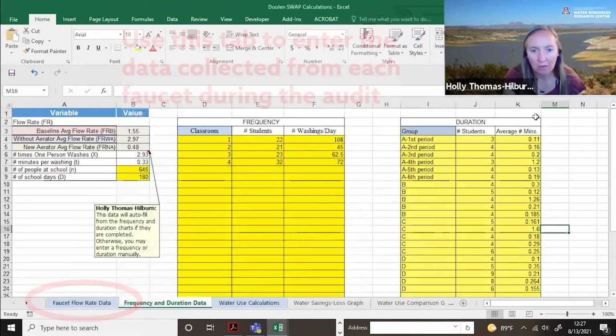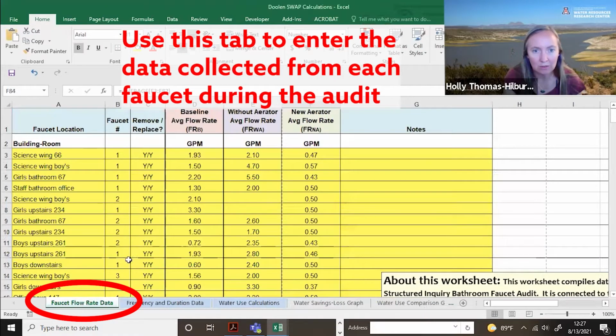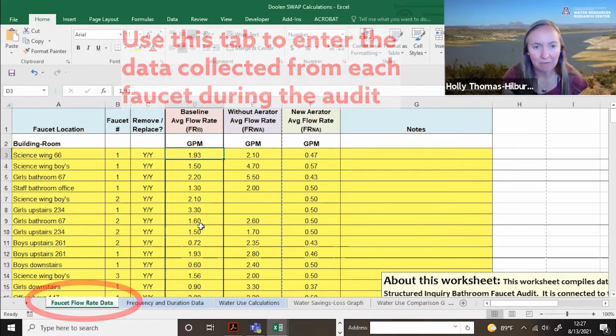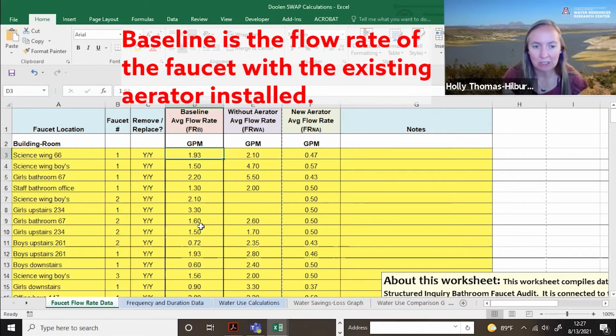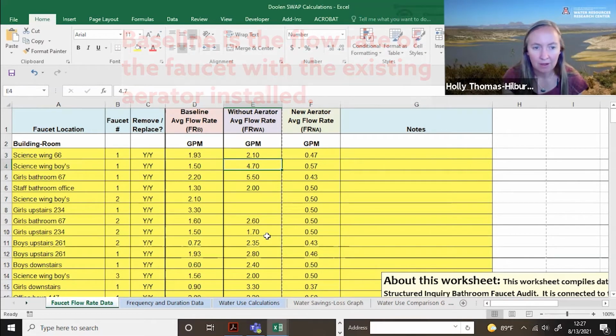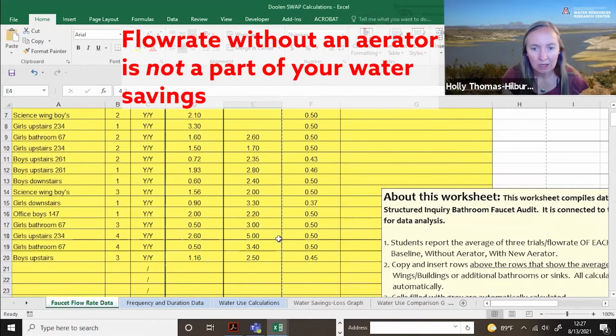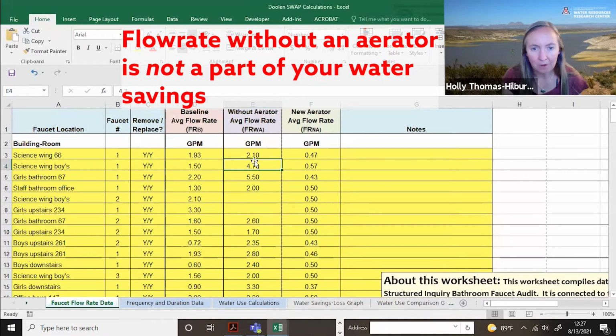All right, so now we're going to look at the data from Doolin Middle School. So this is data that you'll get. Amber will help you enter it in on the day of your water audit. And you'll see that there's a baseline flow rate. So that's what the condition is when the students start the project. And then there's a without flow rate project. And it looks like here, we're just going to do one time for baseline, without, and then a new aerator. The without is not important for our calculations. It doesn't help us know how much water we save, but it's a cool thing for the kids to see.